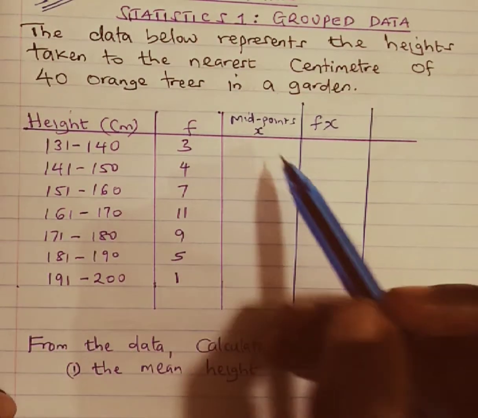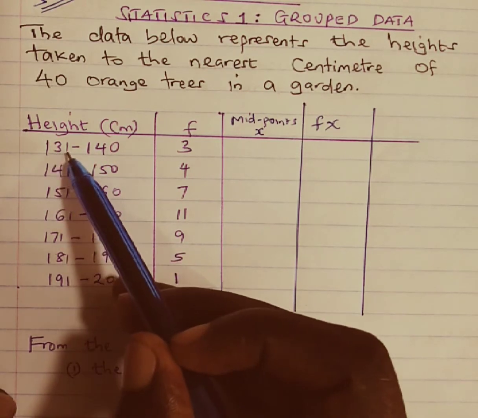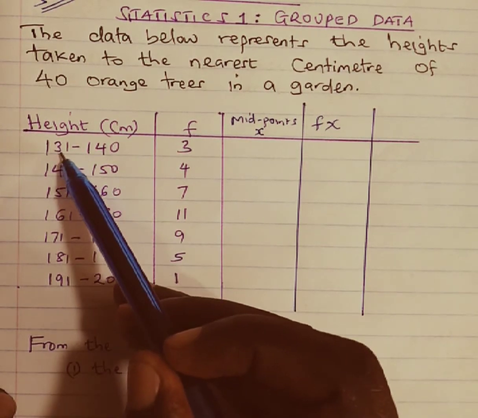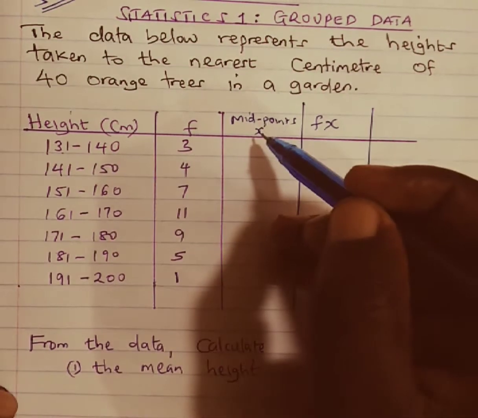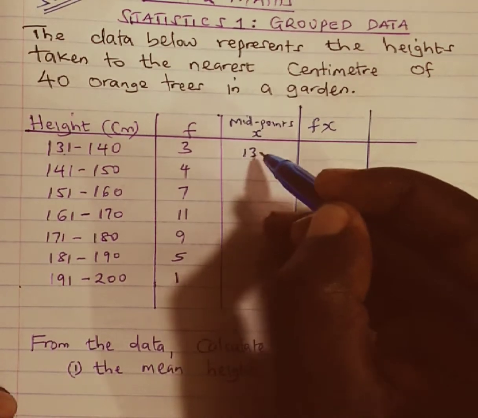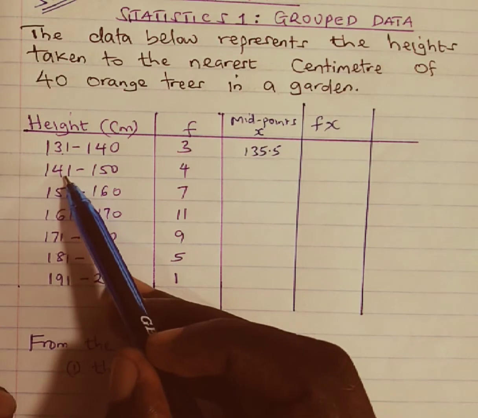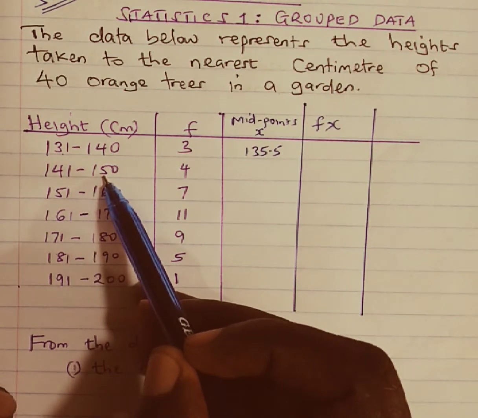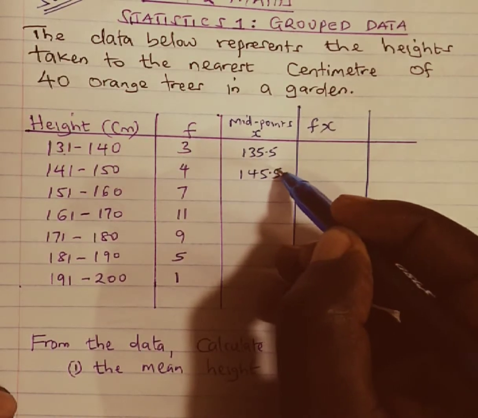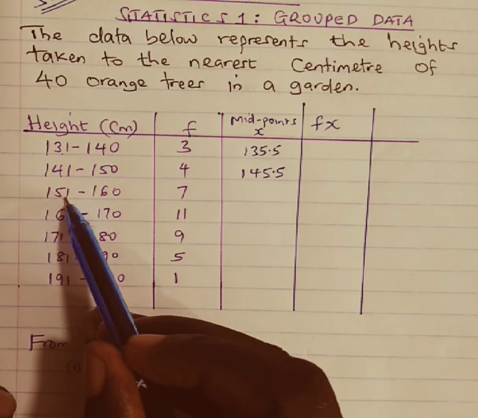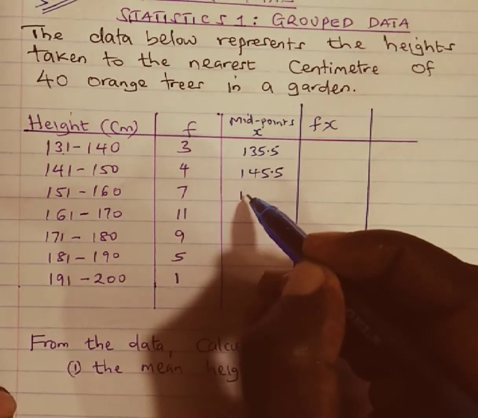So to get the midpoints, we have the range of the heights. The first one is 131 to 140. So you take 131 plus 140, you divide by 2, and that gives us 135.5. Then the second one is where you take 141 plus 150, you divide by 2, you get 145.5. Next you take 151 plus 160, you divide by 2. This gives us 155.5.